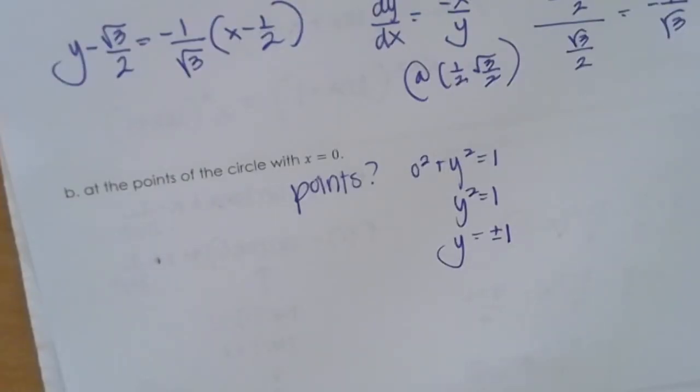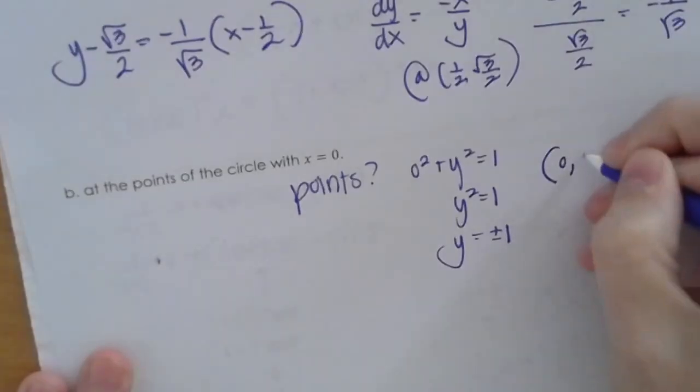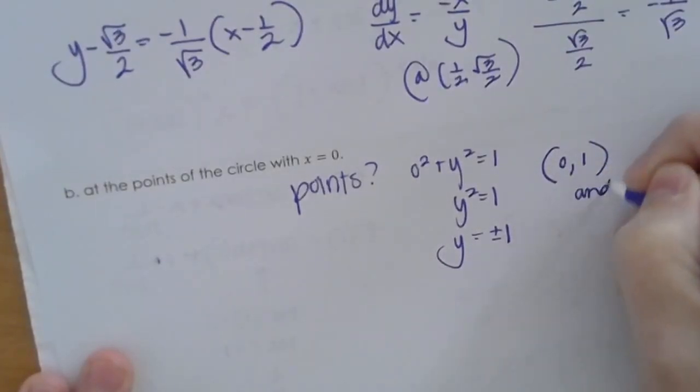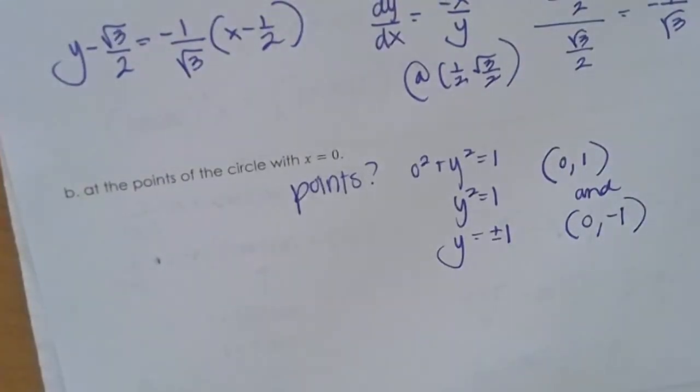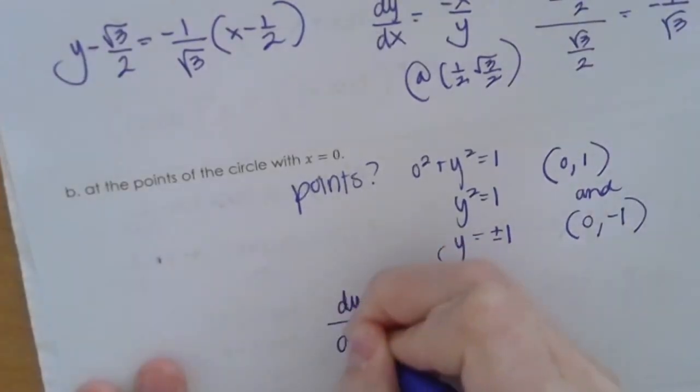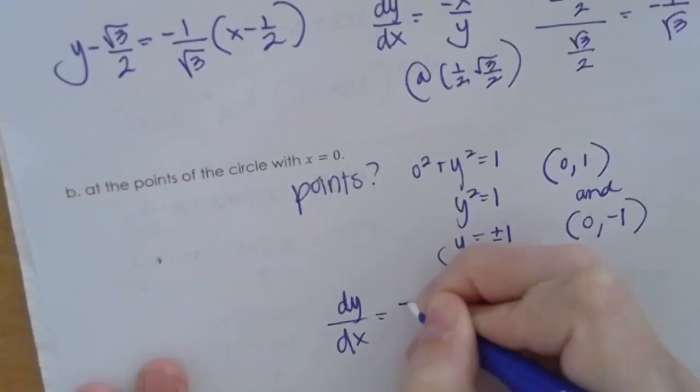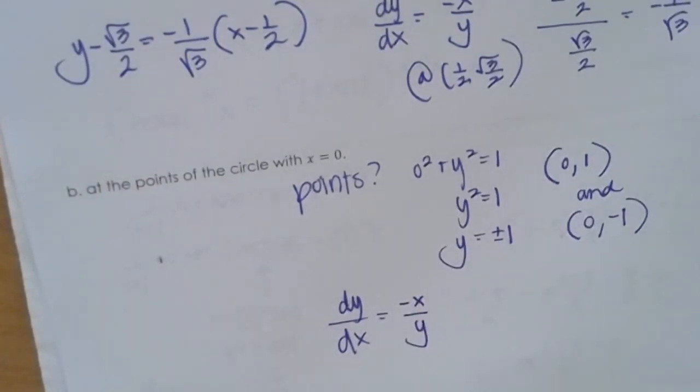so just 1. So we have two tangents, actually, that are happening here. We've got one that happens at 0, 1, sorry, I said it the opposite way, and then one at 0, negative 1. So we have two tangents that we're working with. We already know the slope from up above, dy dx, is equal to negative x over y. We already did the hard part up there, so we're just going to borrow it from part A.